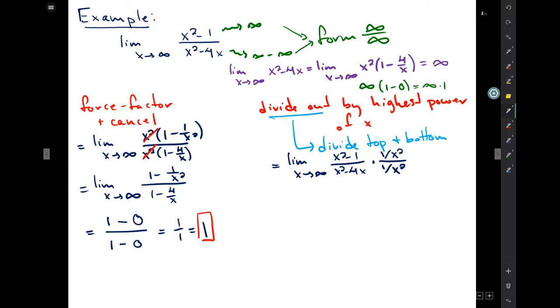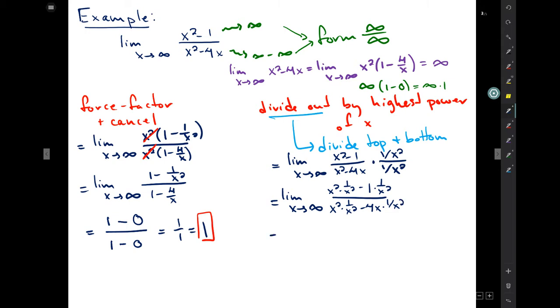And I'm also going to do the same thing to the bottom. So here, I'm multiplying by 1 is what I'm really doing. So it doesn't change my original expression. Now when I do that, I distribute this everywhere. So I have x squared times 1 over x squared minus 1 times 1 over x squared. On the bottom, I have x squared times 1 over x squared minus 4x times 1 over x squared.